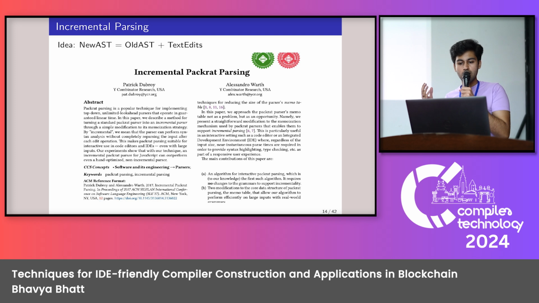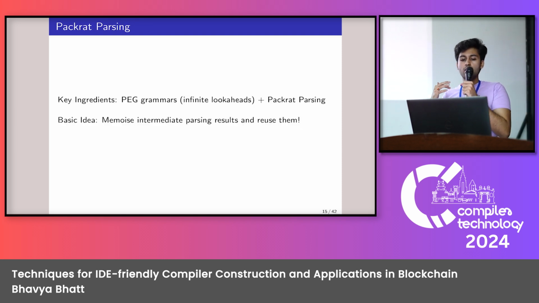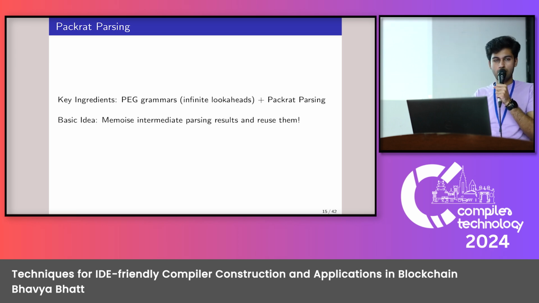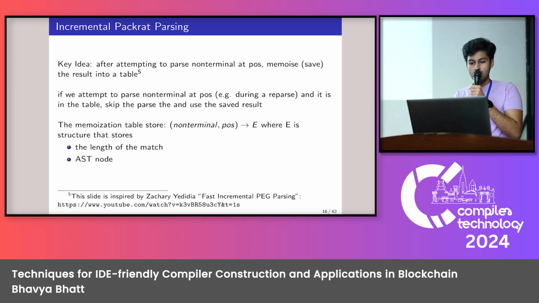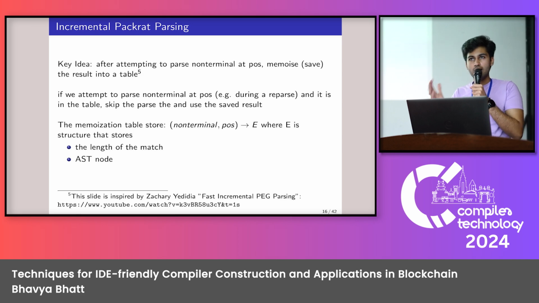This technique is incremental packrat parsing, a really famous parsing algorithm. The key ingredient of packrat parsing is that you memoize intermediate parsing results and reuse them. So anytime you reparse, you check your memoization table. If it is there, you just return your AST node. Obviously you have to take into account the text shifting due to the edit, but it's doable, and a lot of compilers do that. So again, memoize the table. The data stored in the memoization table is keyed by non-terminal and position, and you return the length of the match and the AST.